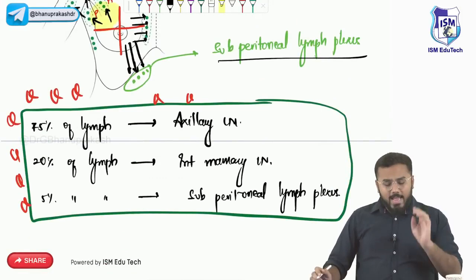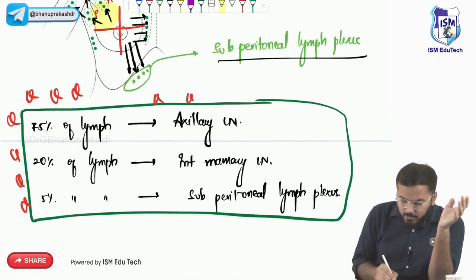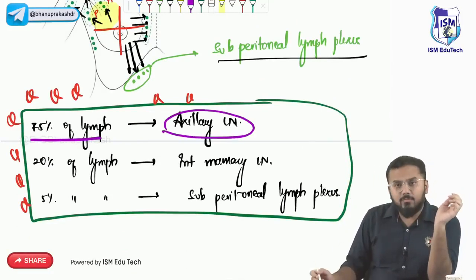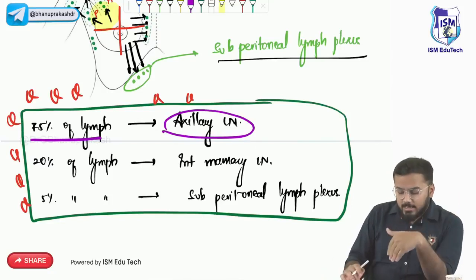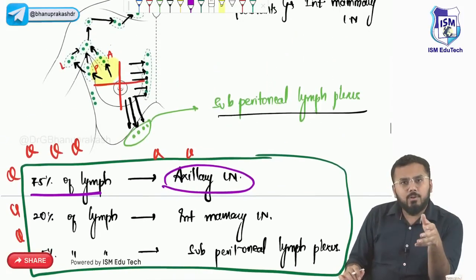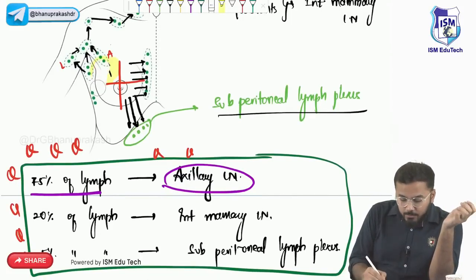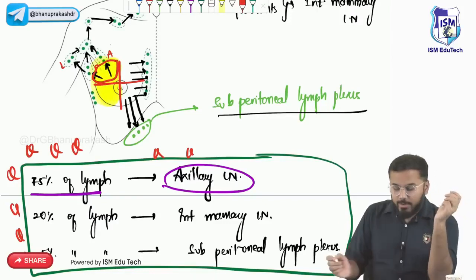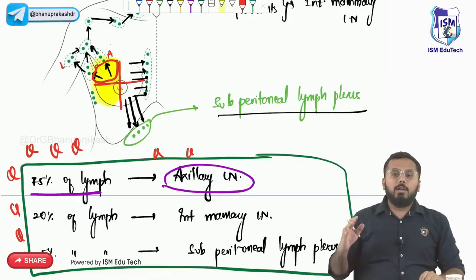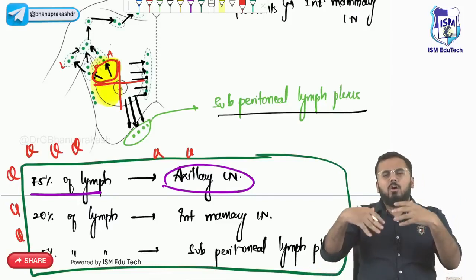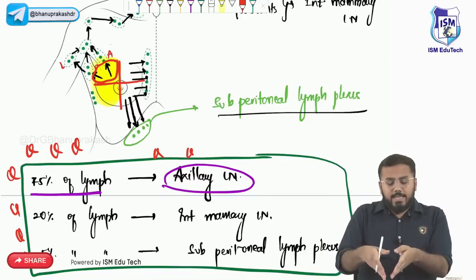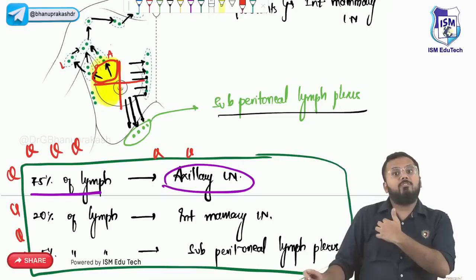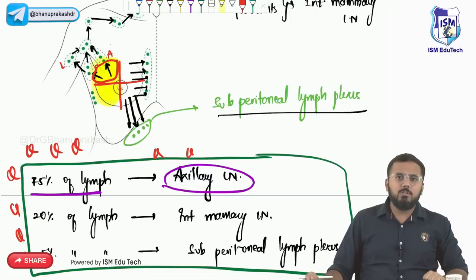Right. So, as I told you, 75% of your lymph is drained into axillary lymph nodes. And this 75% of the lymph is coming from which part? It is coming from this yellow color part, whatever I am writing. And mostly which part here? Mostly the upper lateral quadrant. So can I tell, as the upper lateral quadrant is draining a lot of lymph, that cancer cells from the upper lateral quadrant can very easily enter into the axillary lymph nodes, right?